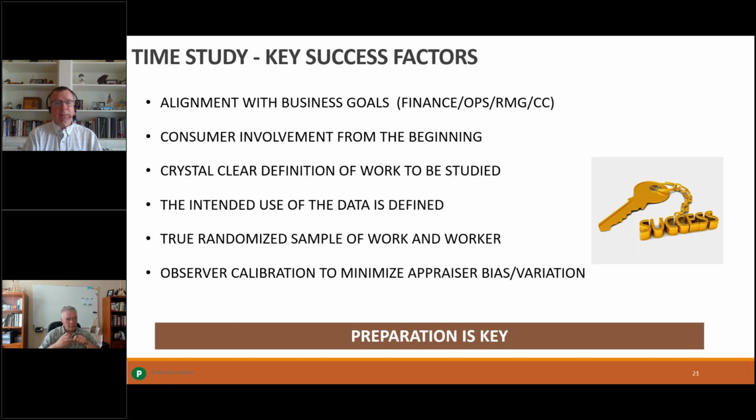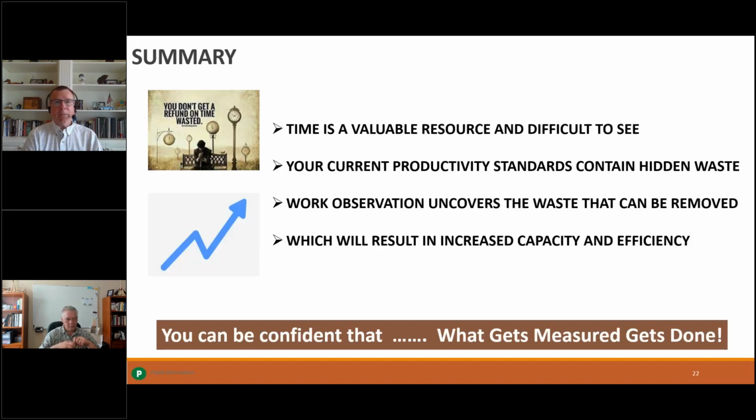We minimize any bias. So the key here is preparation is required, and that is really the key to a successful time study. And so, in summary, time is a very valuable resource. It's difficult to see, and once you lose it, you can't repair it. Your current productivity standards contain hidden waste, whether you can see it now or not.